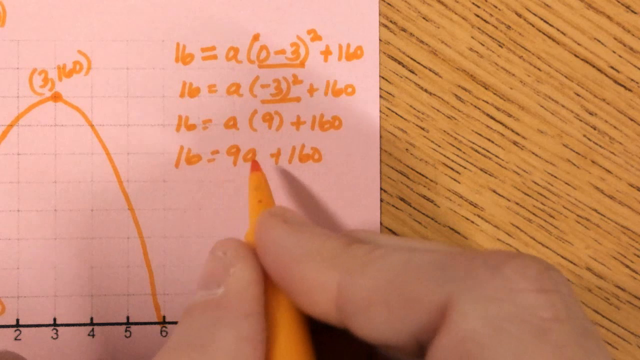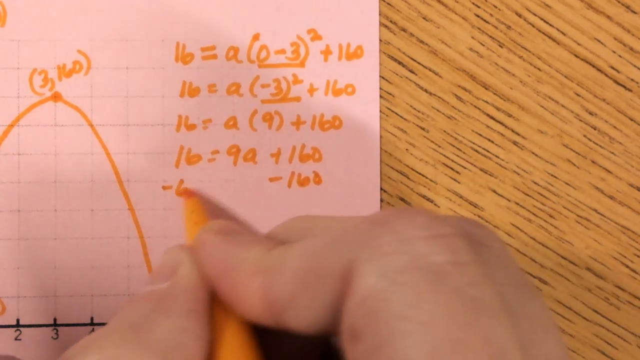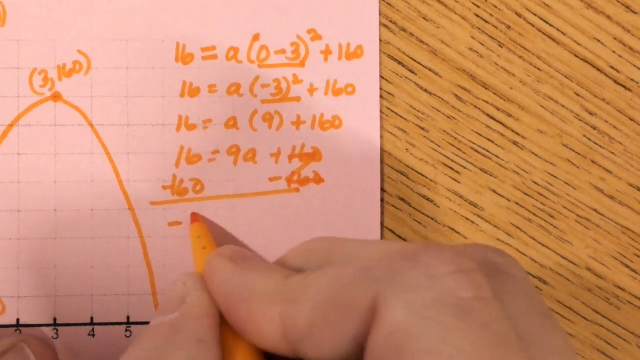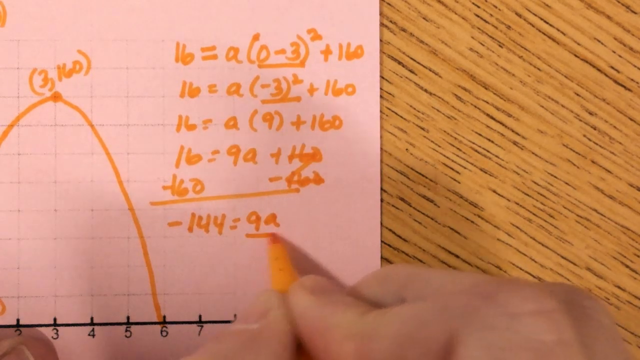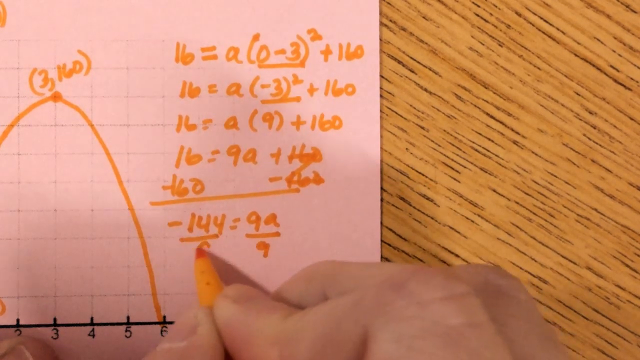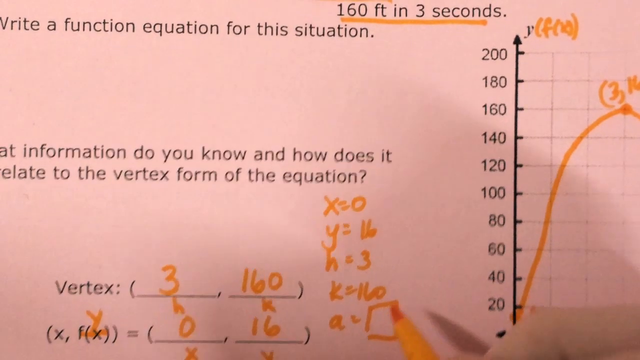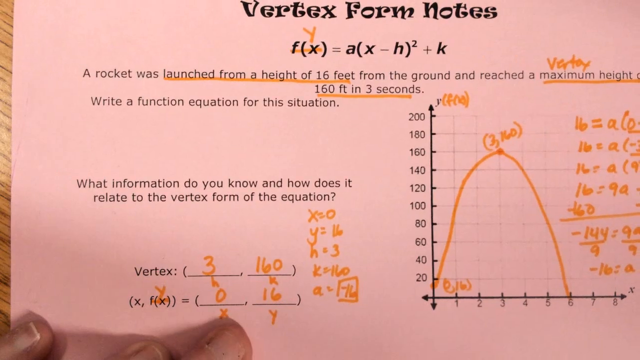Now I need to get this 9a isolated so I can figure out what a is. So I'm going to subtract 160 from both sides. And I already know, because I've done this already, that negative 144 is 9a. Well, now I can find out what 1a is by dividing everything by 9, and I get negative 16 equals a. So now I know that a is negative 16.